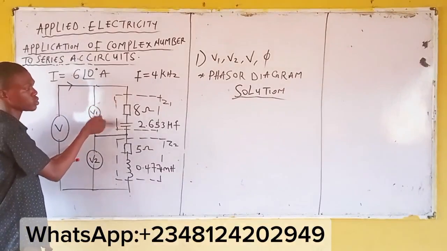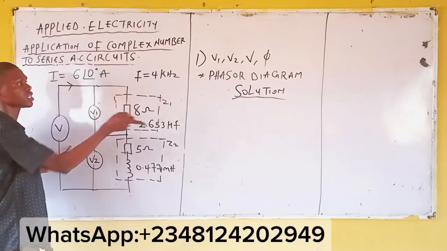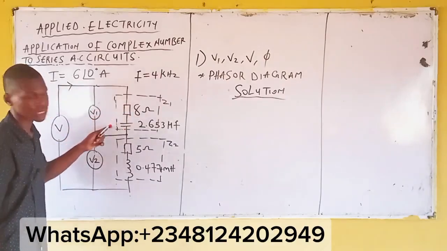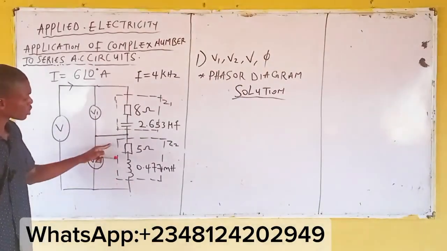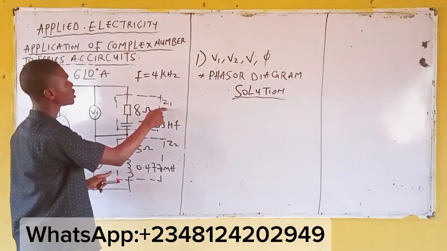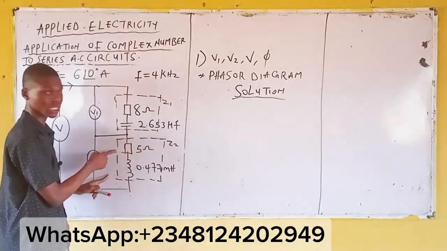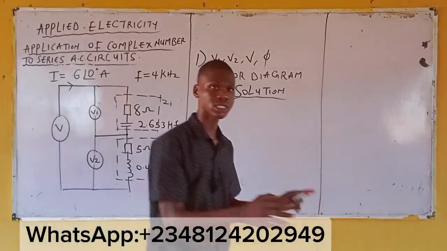Now, this circuit, what type of circuit is it? Is it RC circuit or RL circuit? This is RC circuit. This is resistor and this is capacitor, right? What about this one? RL circuit. This is resistor and this is inductor. Meaning Z1 is representing RC circuit and Z2 is representing RL circuit.